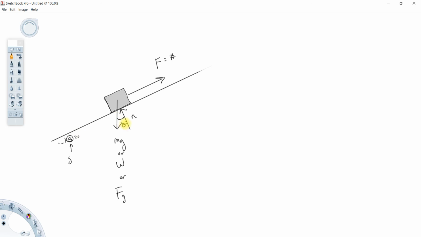Now, in this problem, this object is pulled up the plane. Does it say anything about accelerating? I'm going to try to read this.